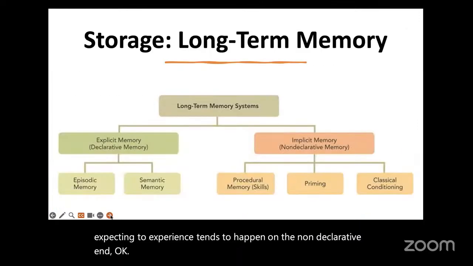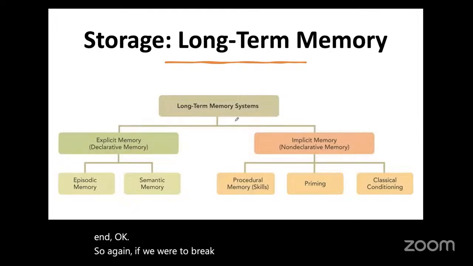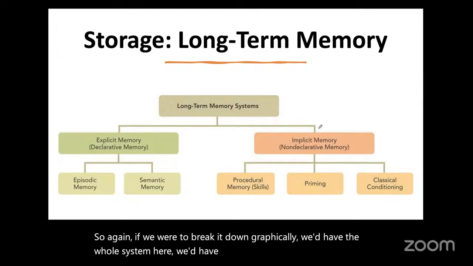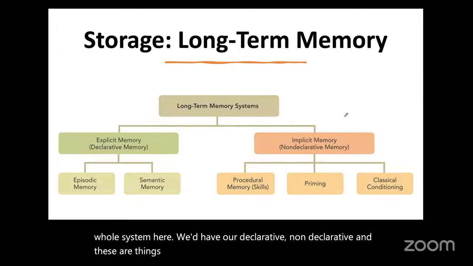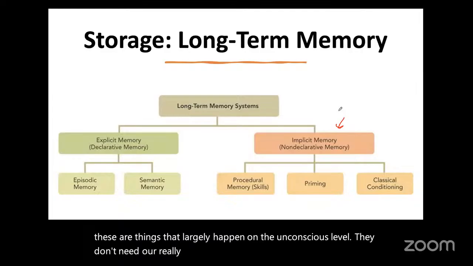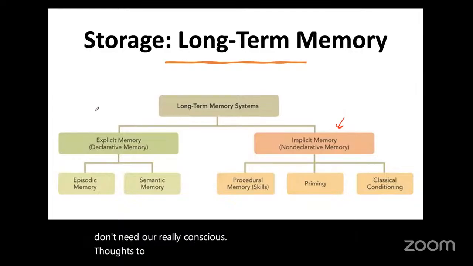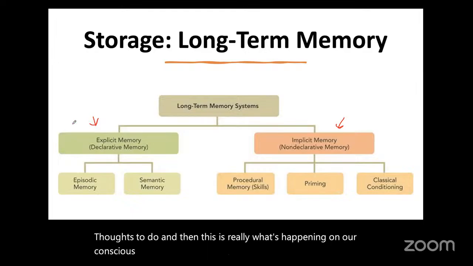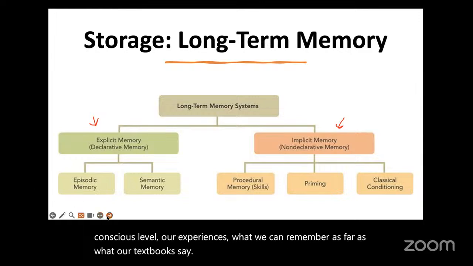So, again, if we were to break it down graphically, we'd have the whole system here. We'd have our declarative and non-declarative, and these are things that largely happen on the unconscious level. They don't need our conscious thoughts to do. And then this is what's happening on our conscious level, our experiences, what we can remember as far as what our textbooks say, and those types of things.